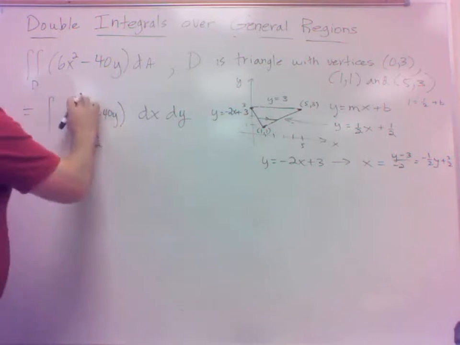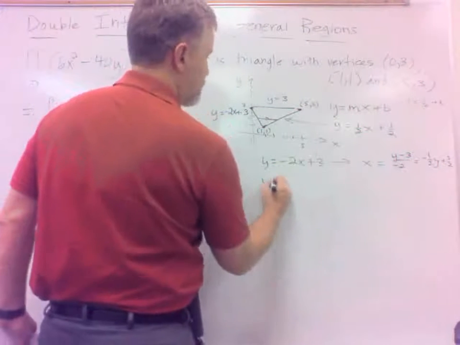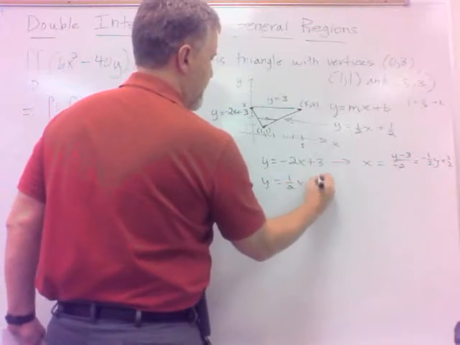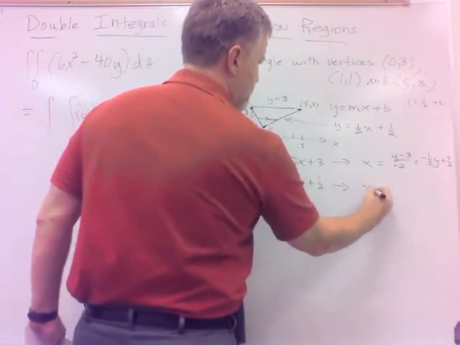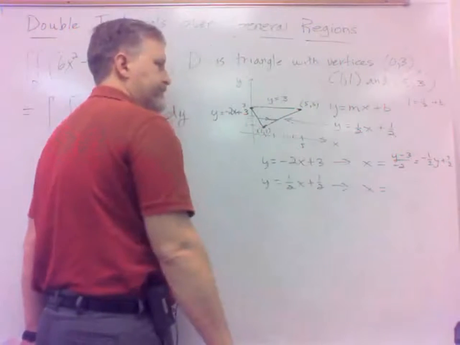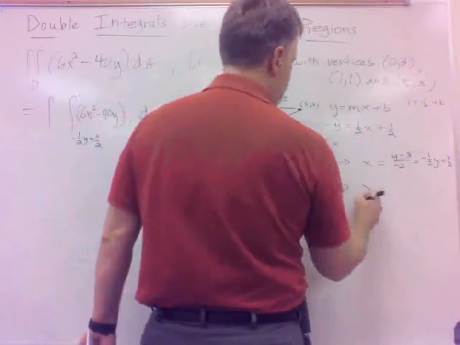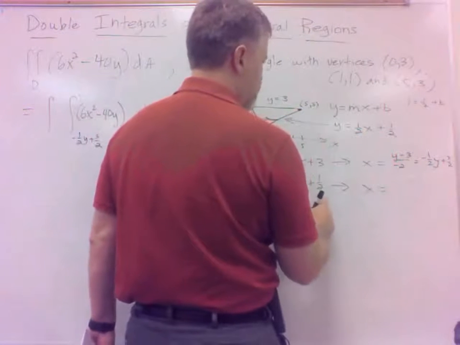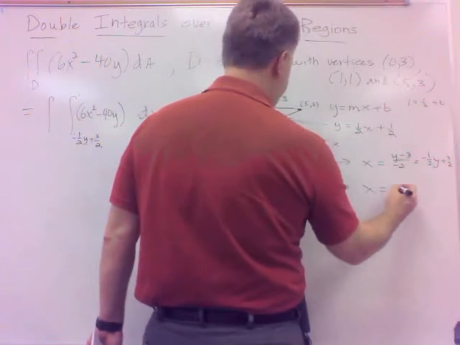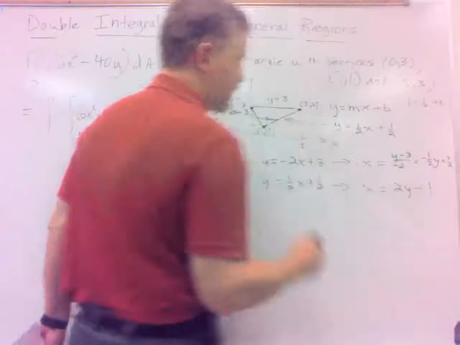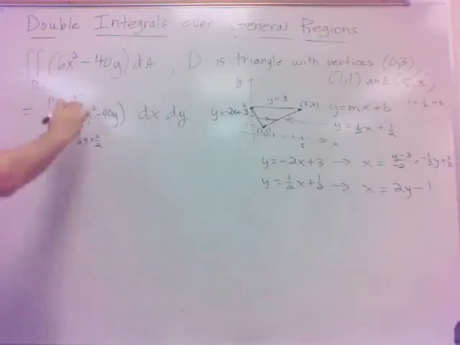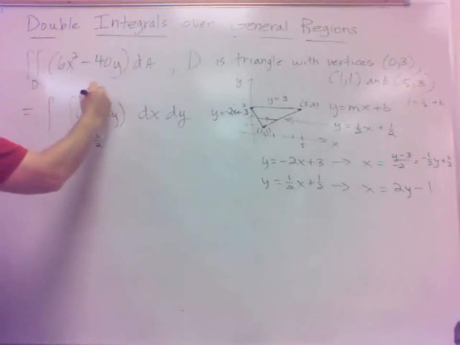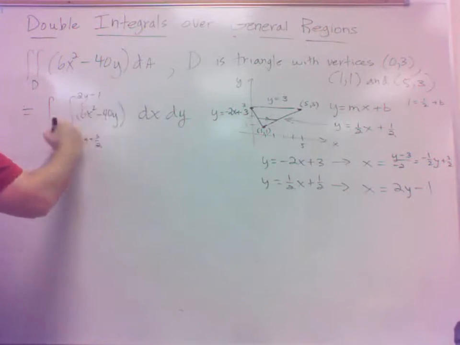And then the upper one, we've got y equals 1/2 x plus 1/2. And so I want to change that to x equals, multiply by 2, so it'd be 2y equals x plus 1, so x equals 2y minus 1. That'd be my upper. And so then I go y equals 1 to 3.